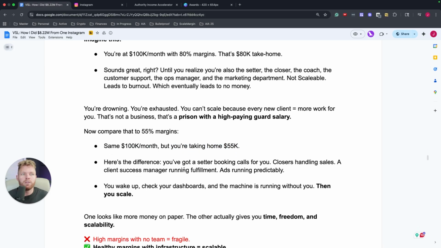Here's the difference. You've got a setter booking calls for you, closer handling sales, a client success manager running fulfillment, ads running profitably. You wake up, all you do is check your dashboards and the machine is running without you. You maybe hop on a couple coaching calls a week. That's it. Then you scale.